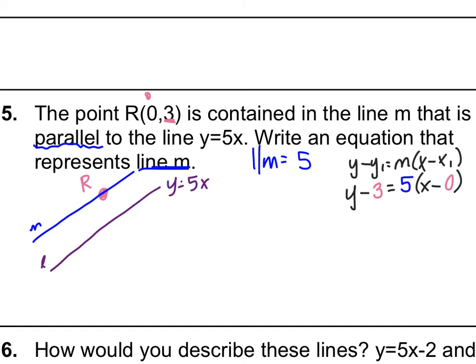In order to get it into slope intercept form, we distribute. So y minus 3 equals 5x. Okay, and then last step, get our y by itself. So we're left with 5x plus 3.